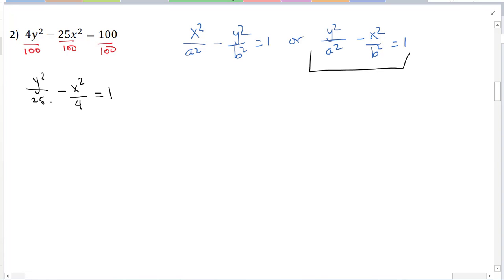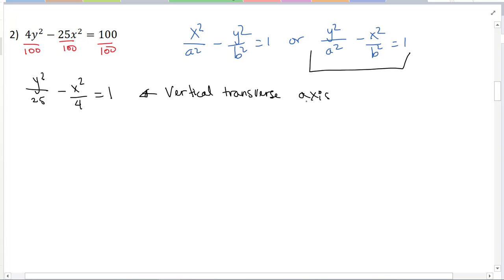So it looks like I have this version, which means we now have to decide what our transverse axis is. Do we have a horizontal or a vertical transverse axis? Focus on which one is the positive one. Y squared over 25 is the positive, so we're going to have a vertical transverse axis.